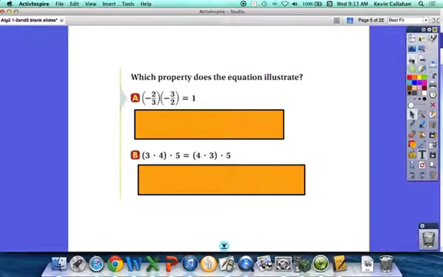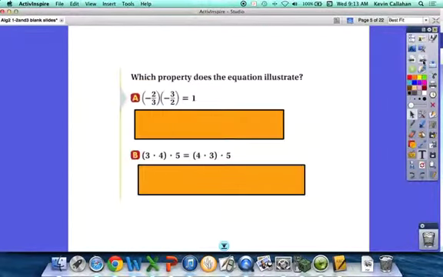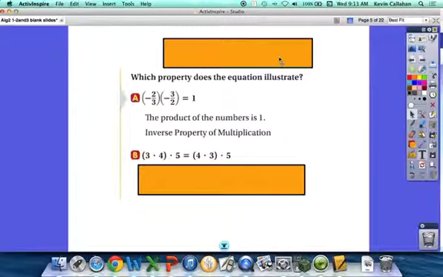Go back. Which property was it that said when you multiply something by the flip, it's the inverse? So that should be the inverse property of multiplication. Which property does this look like? What's changing from the left to the right? Okay, what's changing from this side to this side?